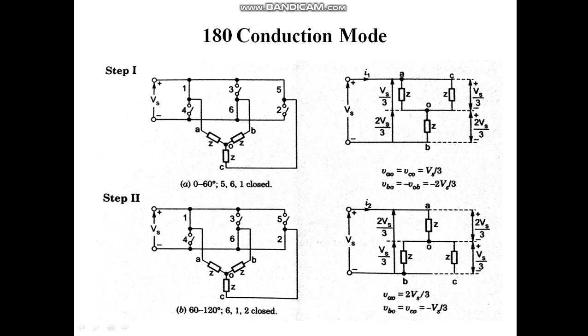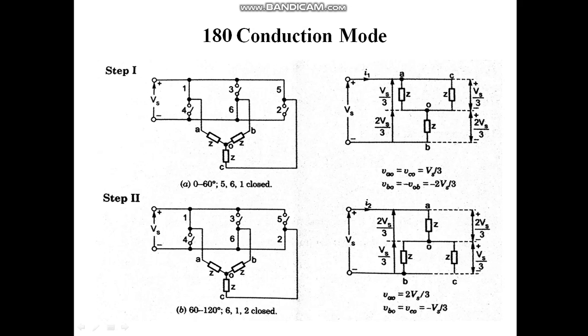If I redraw this circuit, see, all the impedances of the three phases will be the same, so Z, Z, Z, or R, whatever. If I eliminate the rest of the circuit, A point is at the upper side, C point is also at the upper side, and B point is at the lower side through 6. I will get a circuit like this.